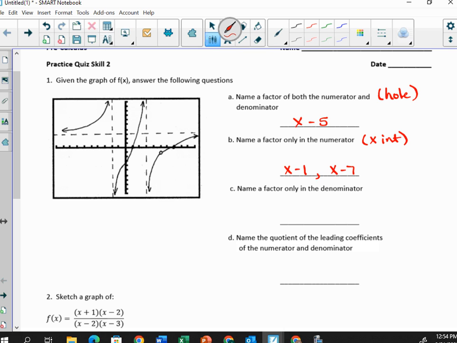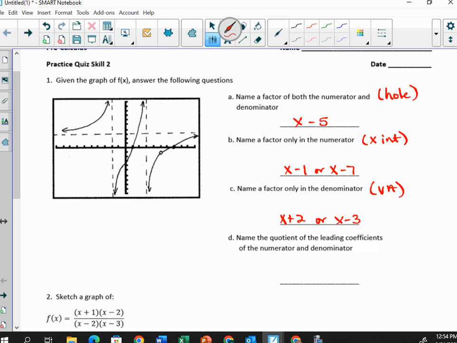No, one or the other. Doesn't matter. Just make sure you don't put one that's wrong. It says name a factor. All right, name a factor only in the denominator. You've got two options here as well. X plus 2 or X minus 2. Yeah, this is talking about your vertical asymptote.